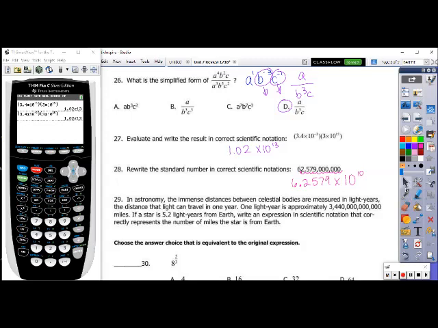So I'm going to do that in my calculator, and that is multiplication. So if I want to know 5.2 light years, I'm going to multiply that by how much a light year is. So that is 3440, and then I've got to put 9 zeros. 1, 2, 3, 4, 5, 6, 7, 8, 9. And press enter. So that's going to be 1.7888 times 10 to the 13th power.